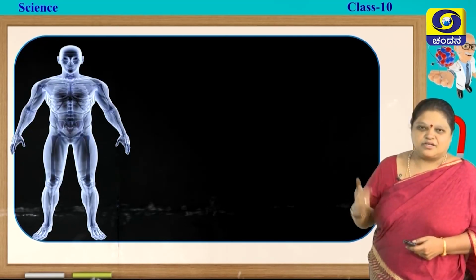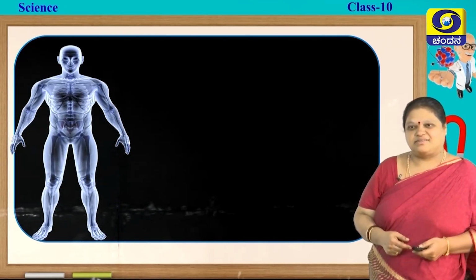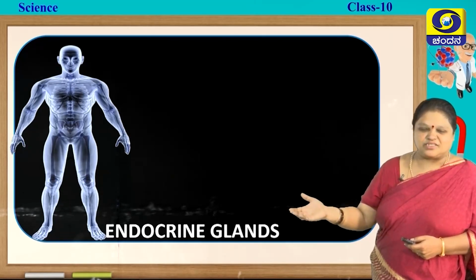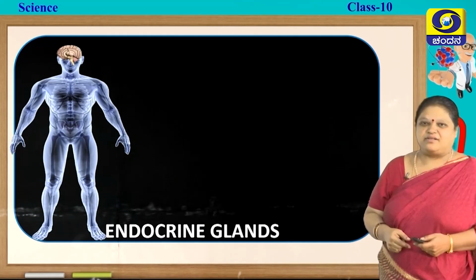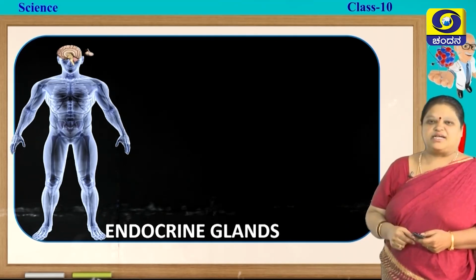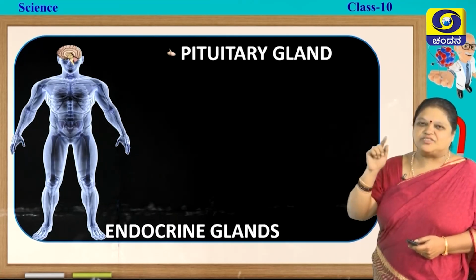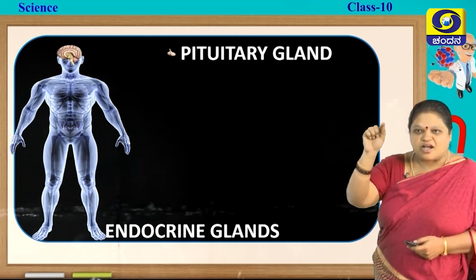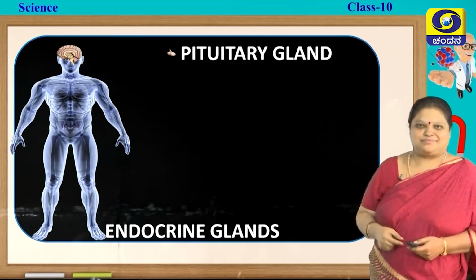So, if you look at a human body, there are several parts which we consider endocrine glands. The first one we will see is near the brain. Below the brain there is a small organ the size of a peanut, called the pituitary gland. This is the most important gland. You can see how small it is, the size of a pea or peanut.